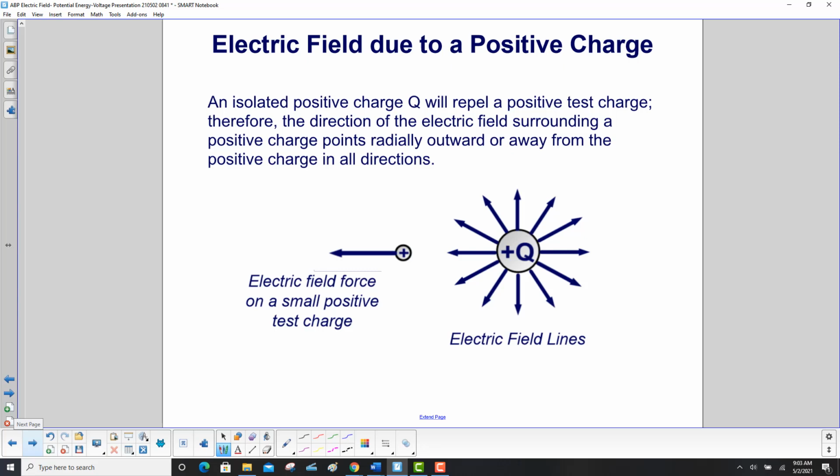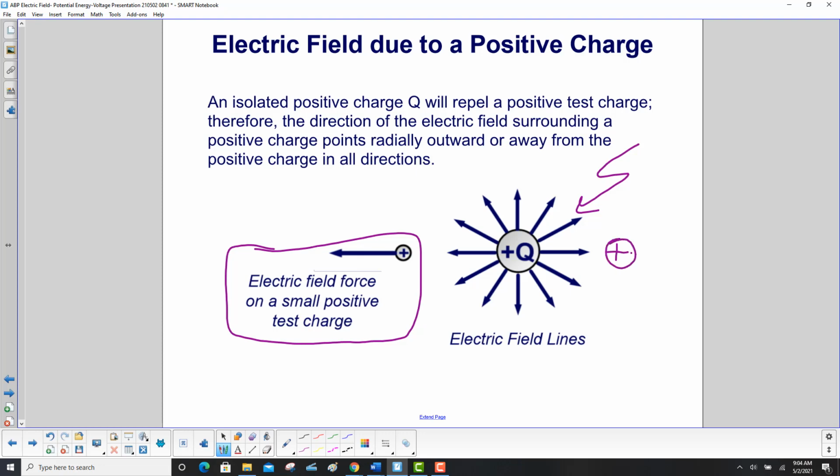An isolated positive charge Q will repel a positive test charge. Therefore, the direction of the electric field surrounding a positive charge points radially outward, or away from the positive charge, in all directions. So this shows the force on this little positive test charge, and there are our electric field lines, because wherever we put a positive charge, it will move away from the charge generating the field.